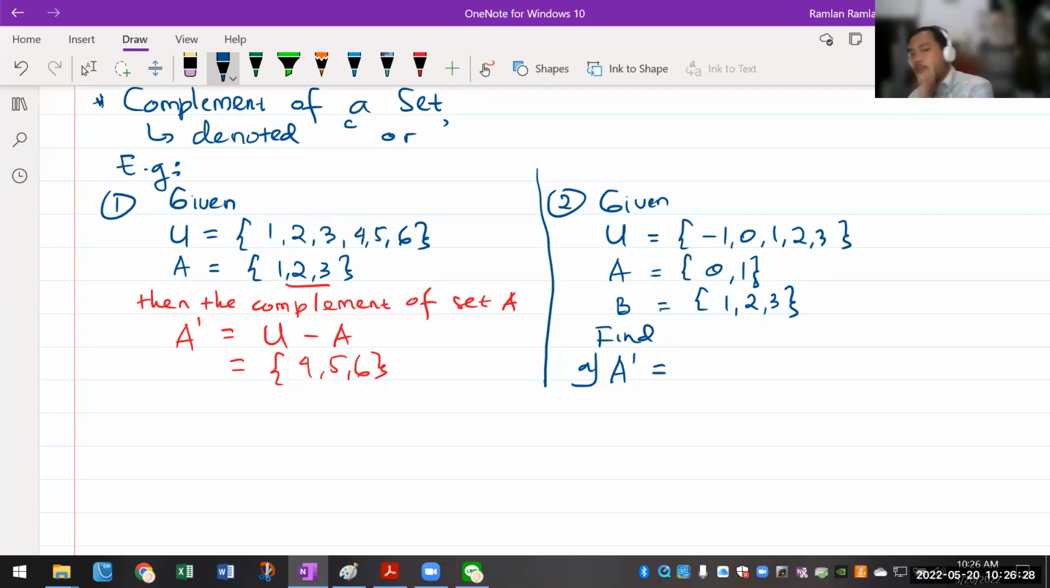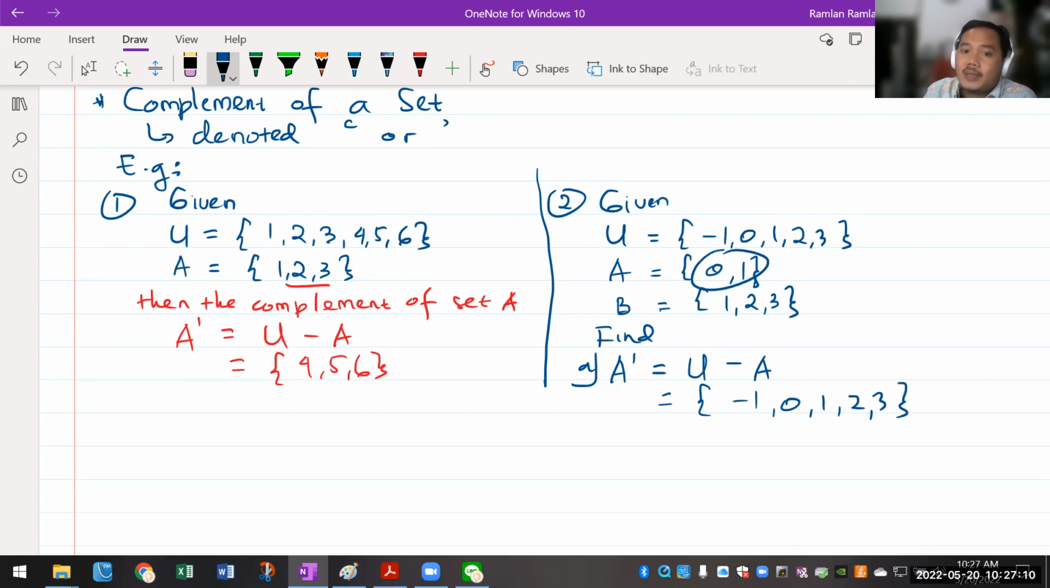Like I explained previously, this will be just the universal set minus A, right? Universal set minus A. So in words, you only need to write down all of the elements in the universal set, but you don't need to write down the elements that are the same as set A, which is 0 and 1, right? So I'm gonna write down all of them, -1, 0, 1, 2, 3, but I'm going to erase 0 and 1 because they are in set A. And there you go. You have the A complement.